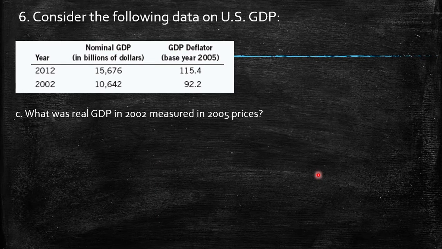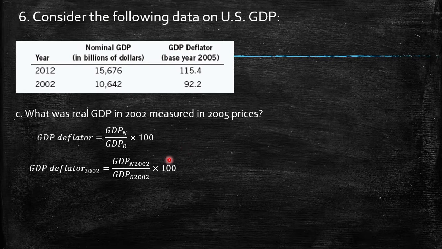Then what was the real GDP in 2002 measured in 2005 prices? Well, we don't have that information as easily, because actually we have this in nominal. However, we can extract it from the deflator formula, because we already know that the deflator is exactly equal to GDP nominal over GDP real, right? So when you make this computation, you have 2002 nominal over the real 2002, and you already have the deflator, and you have nominal as well.